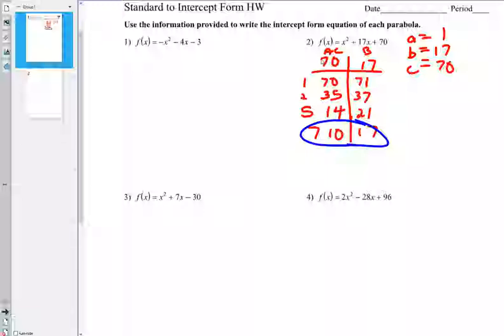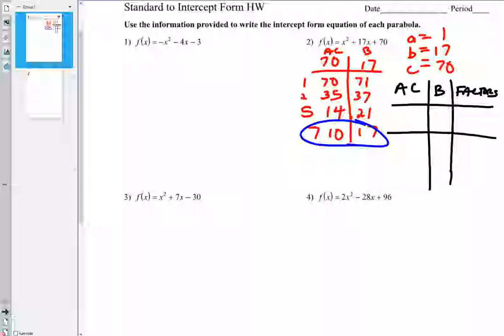Another thing, if you're going to do it this way, we could try to take advantage of signs in order to help us get the correct combination, the correct pair. So if you were with me last time, I gave my students a little cheat sheet that said A, C, and B, and then it said the factors. Feel free to write this down, free of charge.